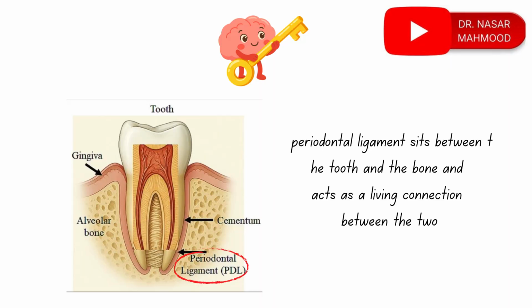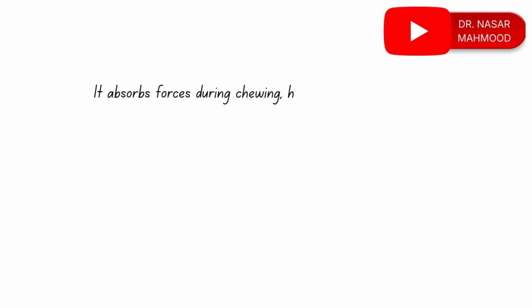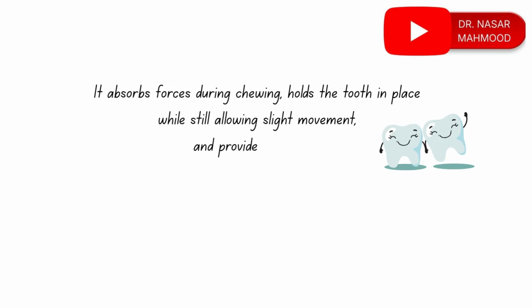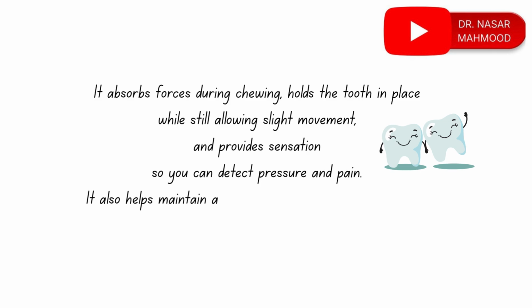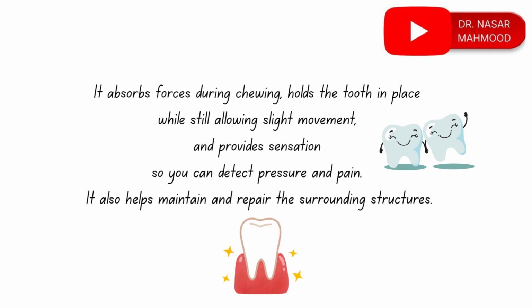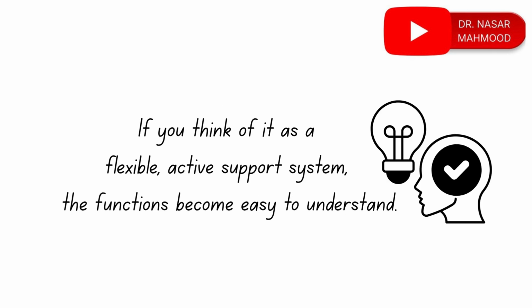Here's the key idea to remember. The periodontal ligament sits between the tooth and the bone and acts as a living tissue between the two. It absorbs forces during chewing, it holds the tooth in place while allowing slight movement, and provides sensation so it can detect pressure and pain. It also helps maintain and repair the surrounding structures. If you can think of it as a flexible, active support system, the functions become way easier to understand.